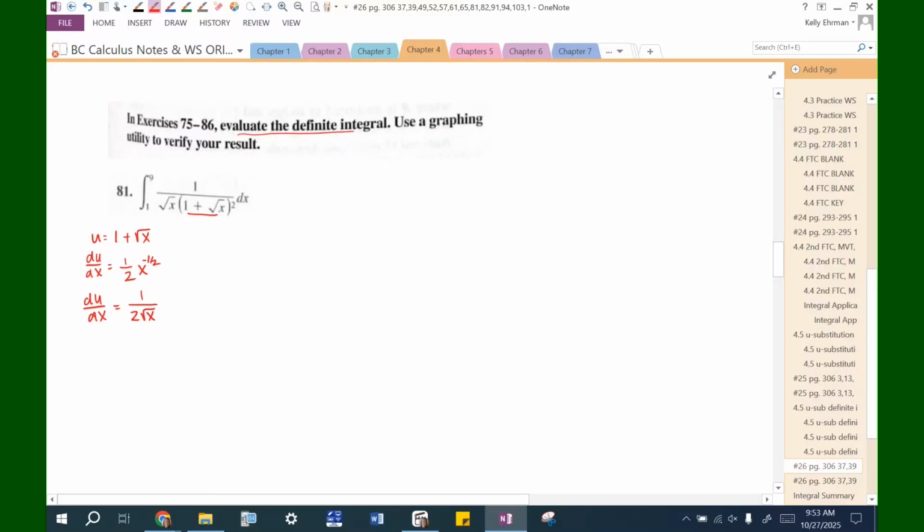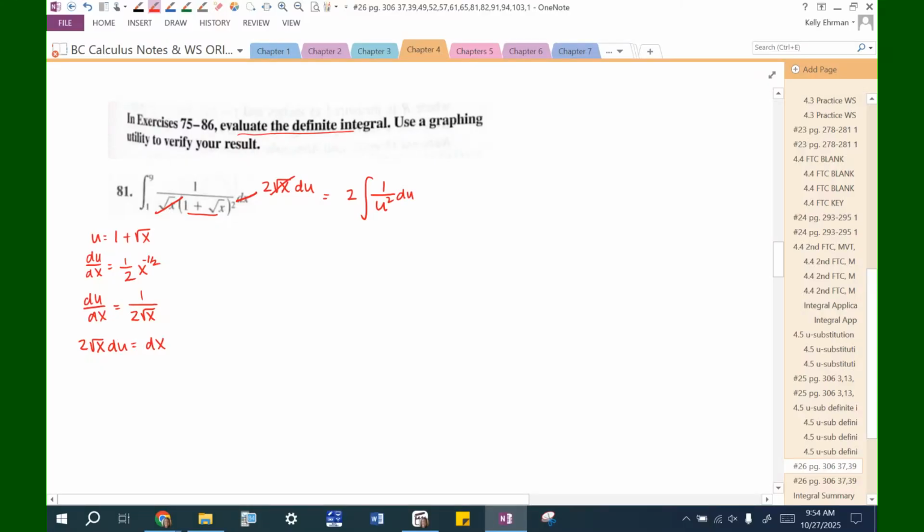So the nice thing about that is instead of saying du divided by 1 over 2 radical x, I'm going to say 2 radical x times du equals dx. So even though this extra part is in the denominator, it will cancel out because I'm multiplying by 2 radical x du. So that radical x does cancel with that one. So we have 2 times the integral of 1 over u squared du.